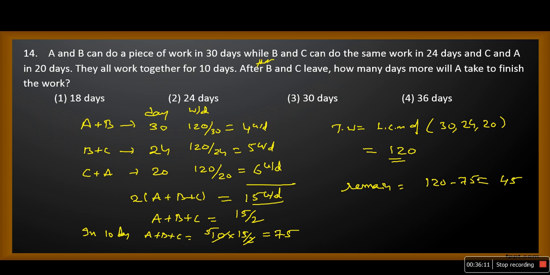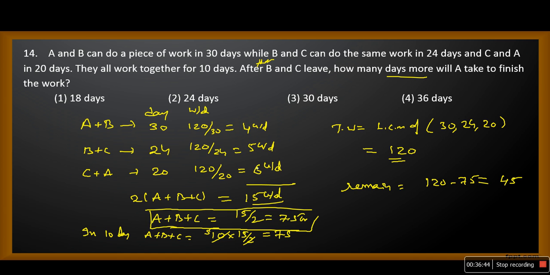Now what happened? After 10 days, B and C left. How many days more? This is the question. Extra days required. How many days more will A take to finish the work? Now we have to know the work done by A per day. See here, A, B and C are doing 15 by 2 units of work, which is nothing but 7.5. A, B and C, all three together are doing 7.5 units per day.